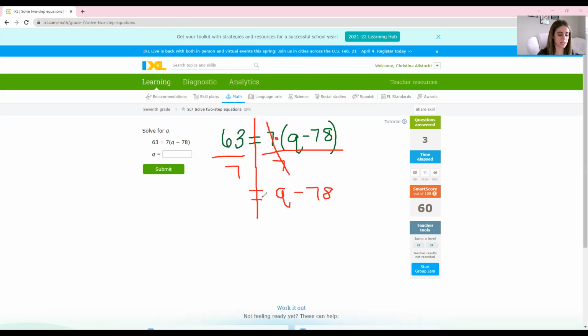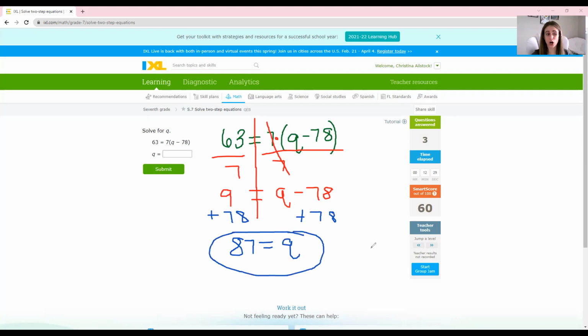And then what would be 63 divided by 7? 9. Much smaller number, a little bit easier to work with, right? Okay, now we have one more step. In this case, we see that it is Q minus 78. Therefore, we need to do the inverse. The inverse of subtracting 78 is adding it. We are going to add 78 to both sides of the equation. So 78 plus 9 is 87.